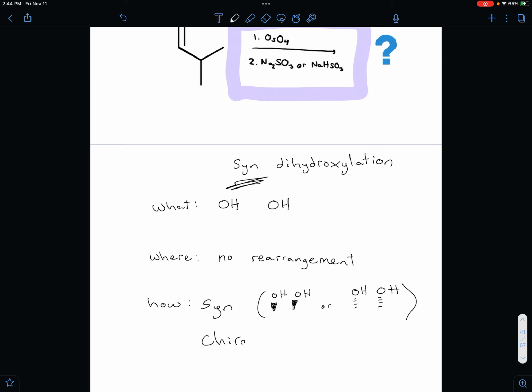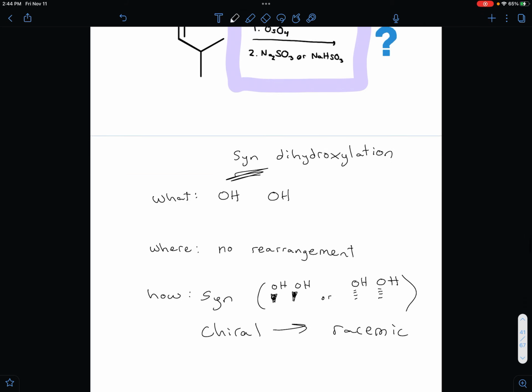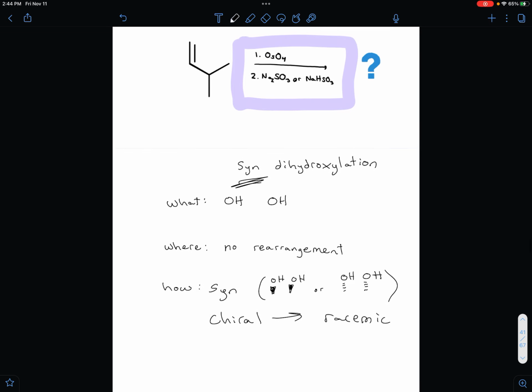And the other thing is, if you have a chiral center, you'll end up getting a racemic mixture, like in all of these reactions in this chapter, because your starting material is flat. And so there's a 50-50 chance that the reaction can happen on one side or on the other. And so it'll happen on both. And that's why you'll get both enantiomers in an equal amount, which is called a racemic mixture.